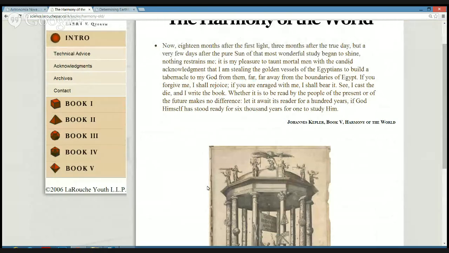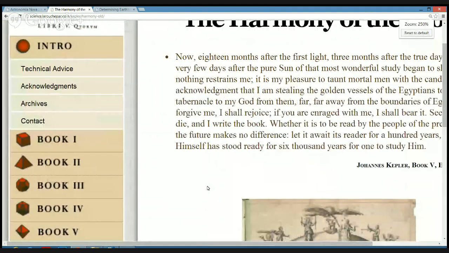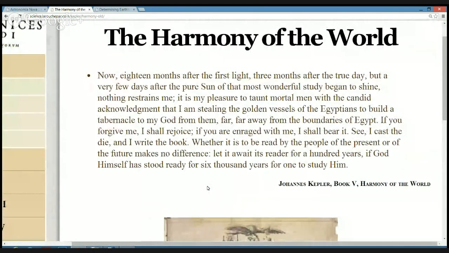At the beginning of Book 5 of the Harmony of the World, Kepler says: Now 18 months after the first light, 3 months after the true day, but a very few days after the pure sun of that most wonderful study began to shine, nothing restrains me. It is my pleasure to taunt mortal men with the candid acknowledgement that I am stealing the golden vessels of the Egyptians to build a tabernacle to my God from them, far, far away from the boundaries of Egypt.